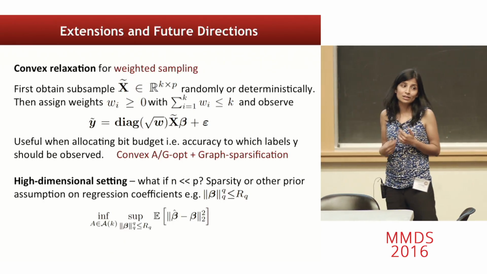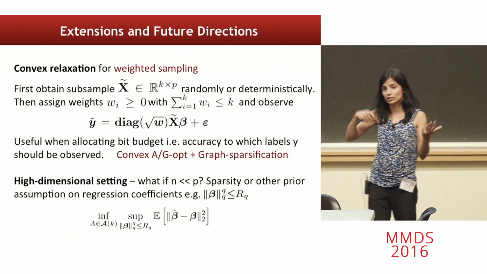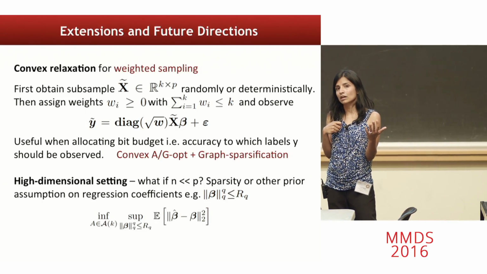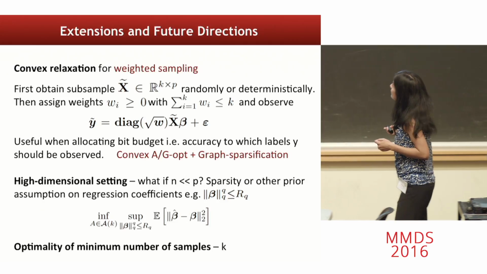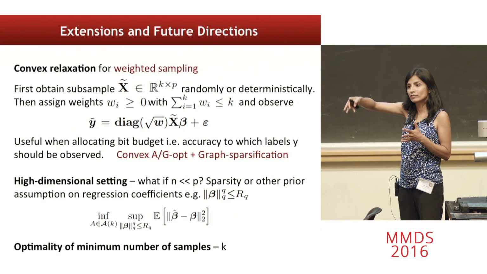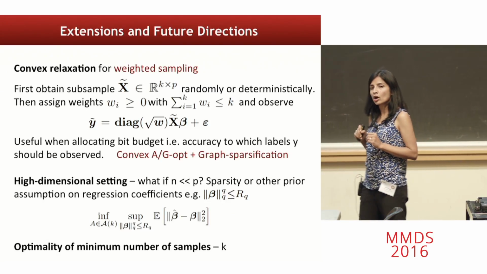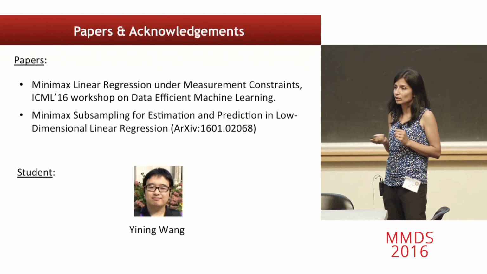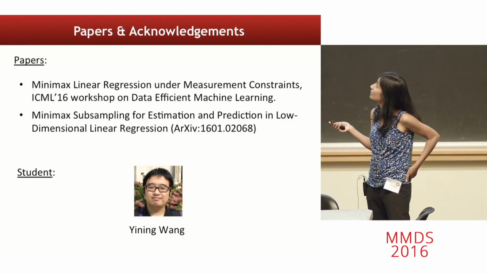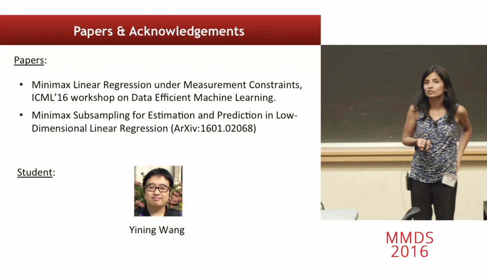The high dimensional setting is completely open and would be very nice to solve. What happens when you have many more features than number of samples? How can you do these kinds of subsamplings in that setting? And studying the optimality of the minimum number of samples: we know it has to be bigger than p, but do we have the right dependence on other quantities or not? We are currently studying that. So here are two papers on this topic, and I'd like to thank my student Hyuning, who really did all the work.